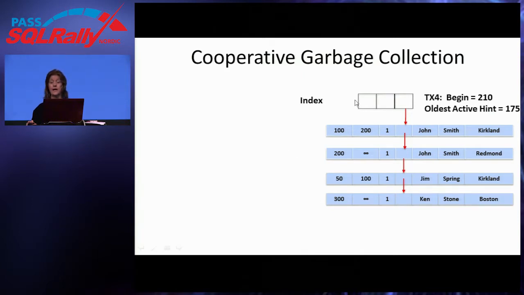Here we've got an index page and a transaction that starts at time 210 that's going to go through and select all the data here. When this transaction goes through, it will only be able to see rows that were inserted before time 210 and have not been deleted as of time 210. So that means it will only be able to see the second row. The first row was deleted before transaction 4 started.